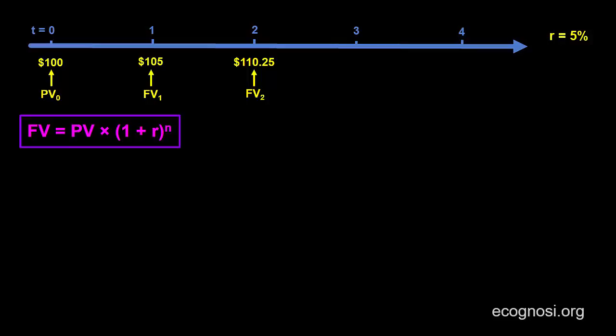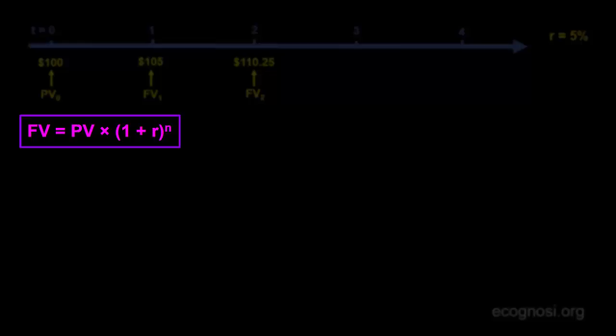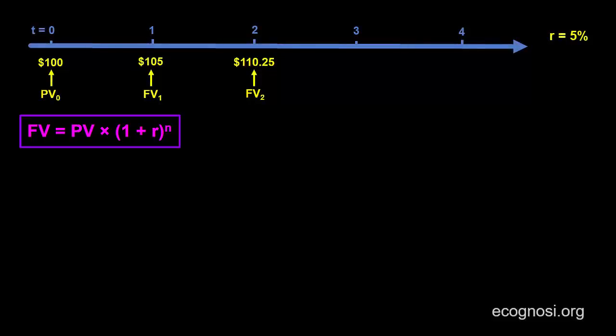We closed the previous video after expressing this relationship. The future value equals the present value times 1 plus r to the nth power. Let's apply the formula so that we make sure you know how to do that. I want you to pause the video and calculate the future value at year 10.